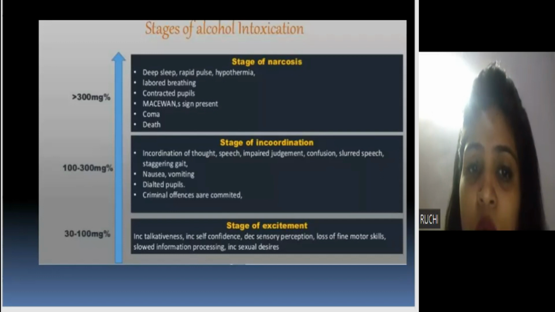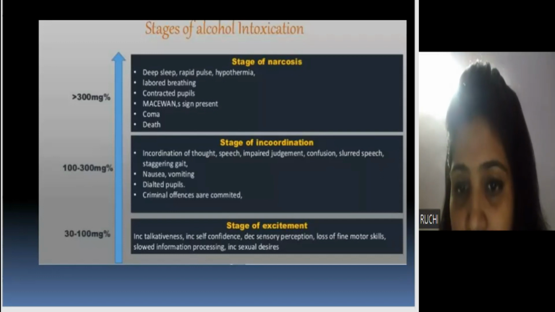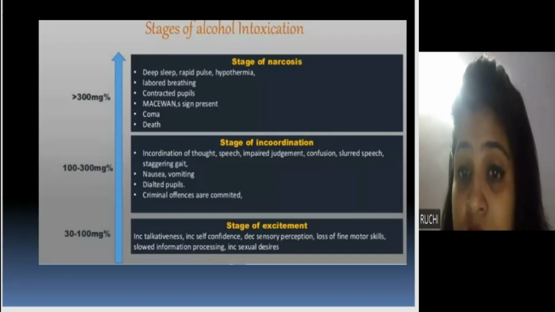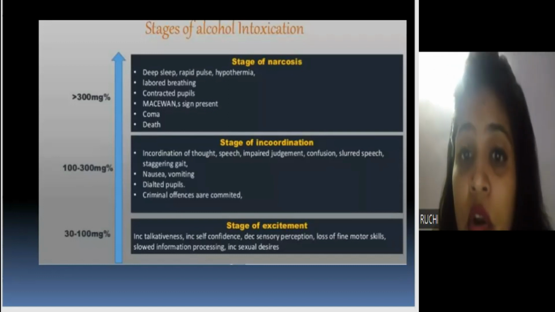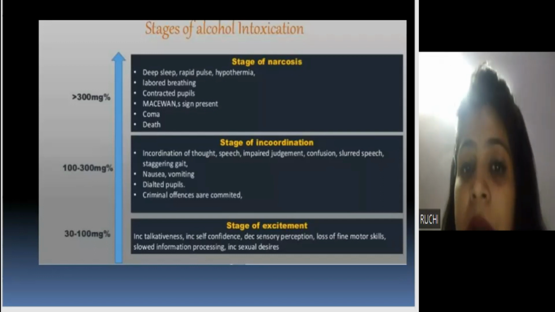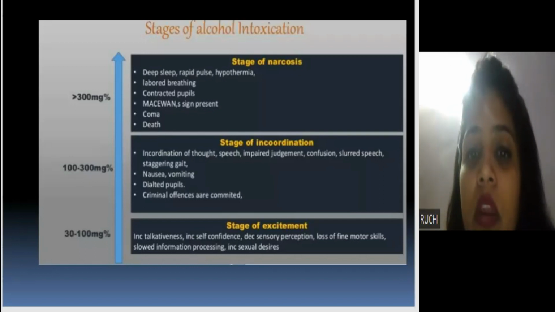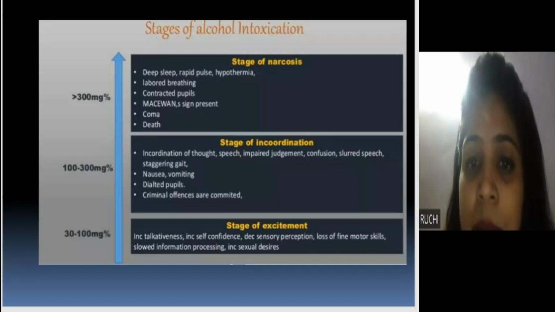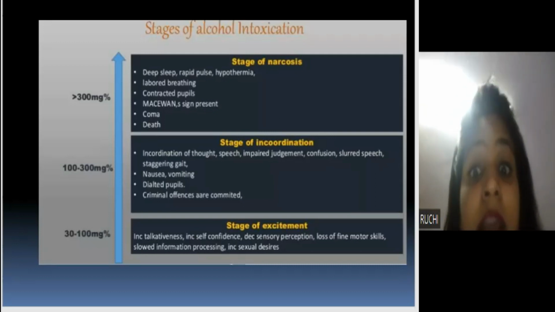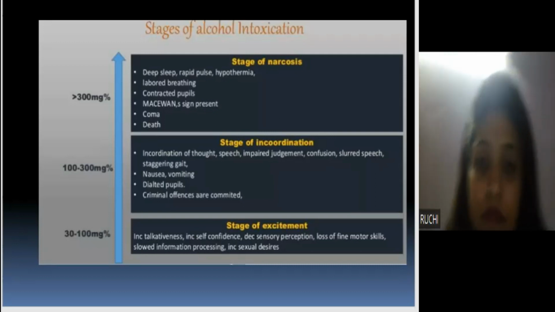In the concentration of more than 300 mg percentage, there is a stage of narcosis. So this is a toxic stage, or severe alcohol intoxication, where it starts adversely affecting your organs. There will be deep sleep, rapid pulse, hypothermia, labored breathing, contracted pupils, and coma, and death can be seen.